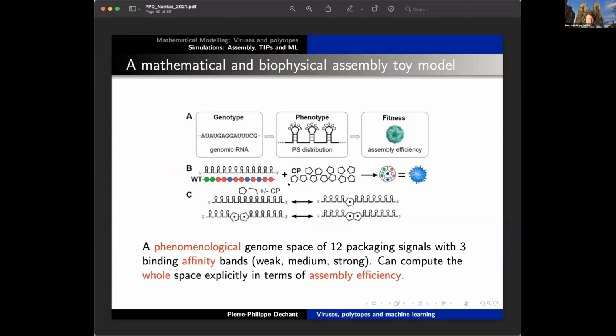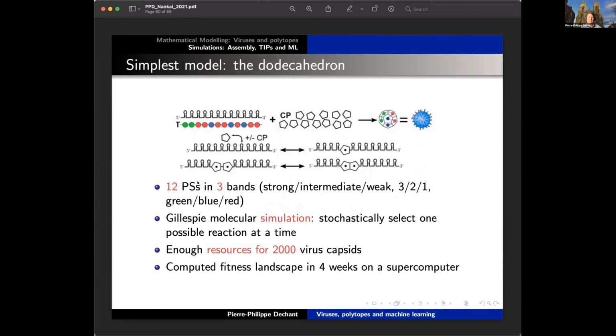few times. So you have these 12 packaging signals, 12 pentagons, and how well these packaging signals bind coat protein, and in which sequence, determines how efficiently this particle can assemble. There's a grading here, which is sort of weak, medium, and strong binding. And effectively, this gives you a 3 to the 12 dimensional fitness landscape that you can explore exactly and try to understand what the important principles are underlying virus assembly.